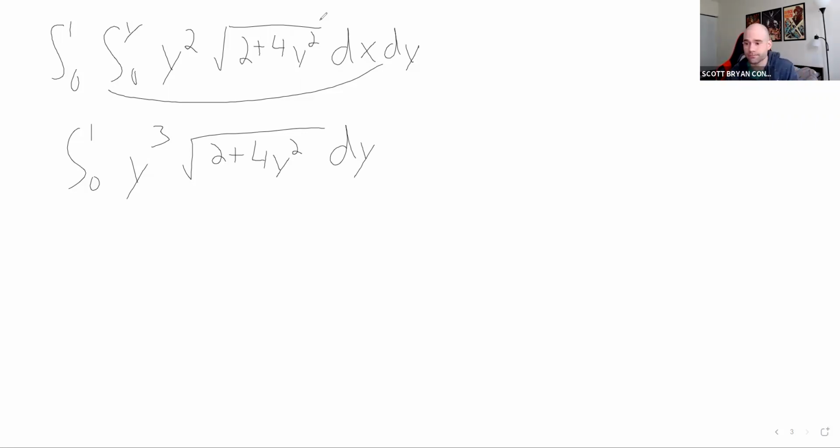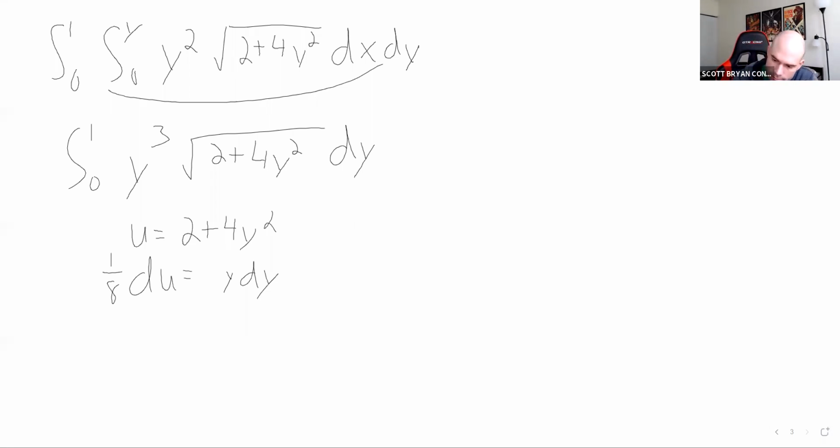And we saw something like this on the homework. Hint, hint, if you haven't done it. We're going to use u-sub, but it's not a straightforward u-sub. We're going to have to do another substitution. So we're going to let u be the 2 plus 4y squared. Then our du is going to be 8y dy. Or in other words, our y dy, which we sort of have here. We have y cubed, but y dy is going to be 1/8 du.